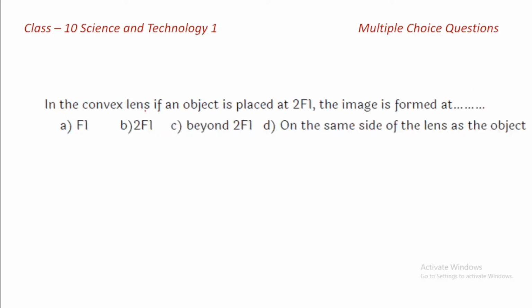Next question is, in the convex lens, if an object is placed at 2F1, the image is formed at dot dot. First option is F1, second option is 2F2, third option is beyond 2F1, and the last is on the same side of the lens as the object. So the correct answer is option B. In the convex lens, if an object is placed at 2F1, the image is formed at 2F2.